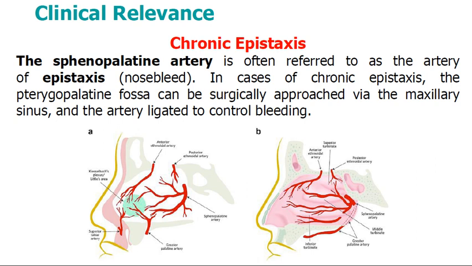epistaxis, and so we can control the bleeding sometimes simply by pressure on the area here for 4 to 5 minutes. This will be responsible for controlling the bleeding from the nose, or sometimes we need a surgical approach to control the artery, the sphenopalatine artery, and ligate it to control the bleeding. So from simple cases to more sophisticated and complicated cases. So these are the clinical points related to the artery that comes from the pterygopalatine fossa.